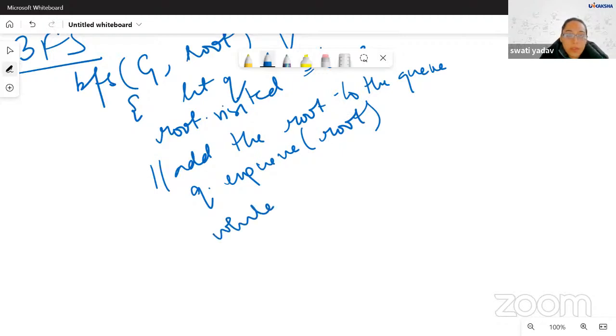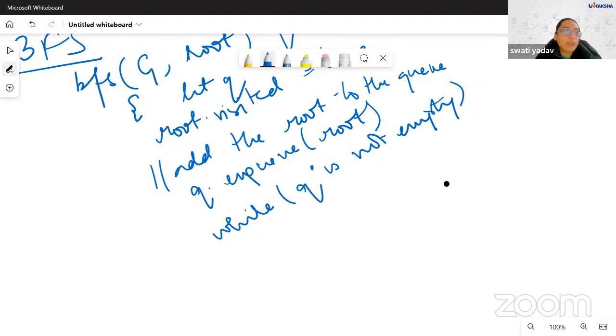Run a loop. It's an iterative process, I said. So you're going to run a loop until the queue is empty. If it is not empty, you have to run the loop. Now what you have to do is remove the first element of the queue.